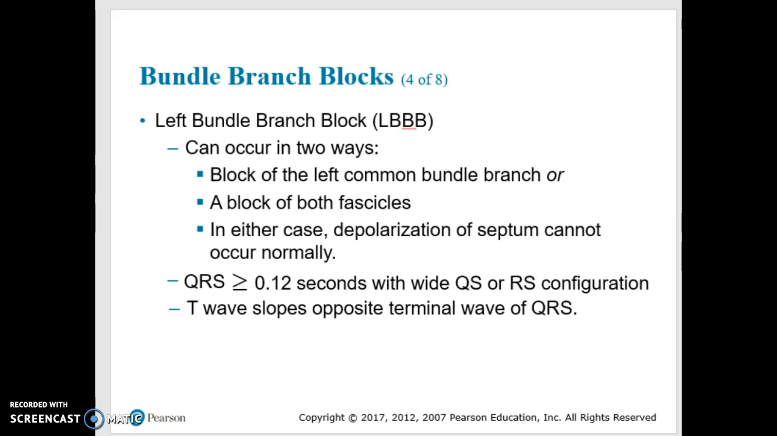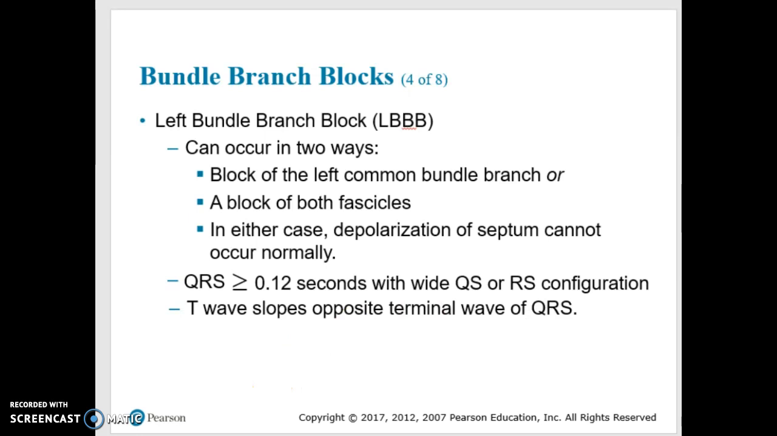With the left bundle branch block, again, you see a wide QRS, 0.12 or greater, and the T wave slopes in the opposite direction of the QRS terminal. So again, it dips downward, so we have to be careful, or it may go upward. It is opposite. If the QRS is in a negative deflection, the T wave may be in an upward deflection. If the QRS is in a positive deflection, the T wave may dip down. So we have to be careful with that.